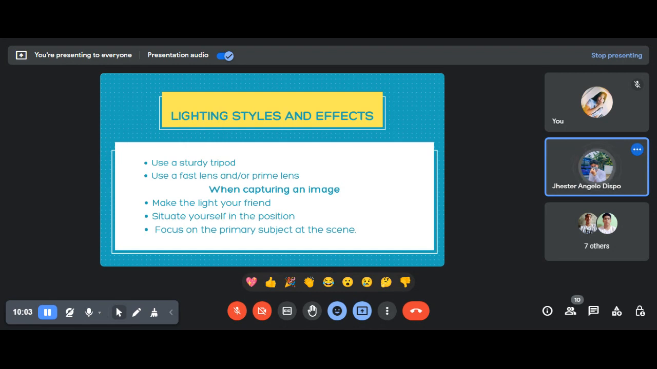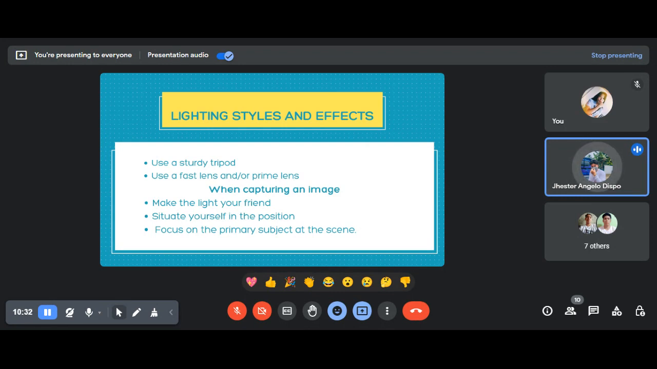Situate yourself in a position where the light will illuminate your subject. Signage, street lights, reflected lights, and window lights are useful to capture the subject matter. Wide open apertures will create a low depth of field. So in this situation, maximize the depth of field by focusing on the primary subject at the scene.